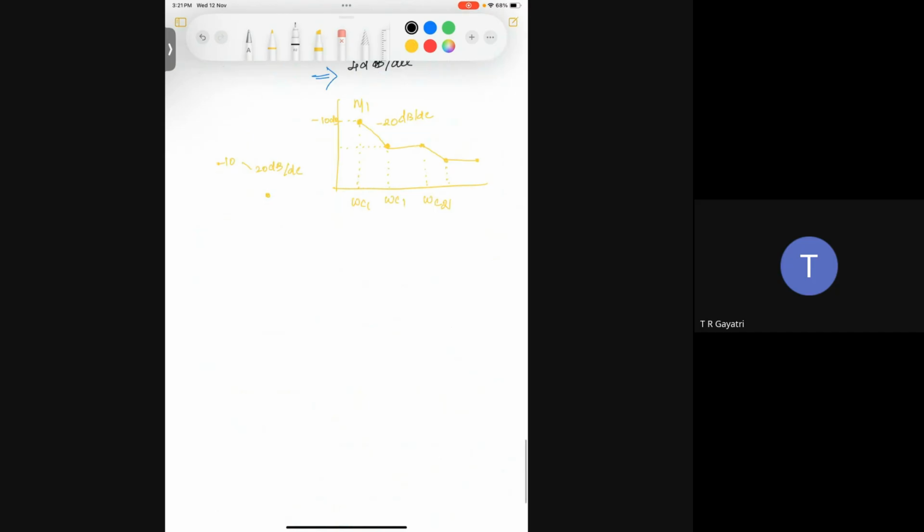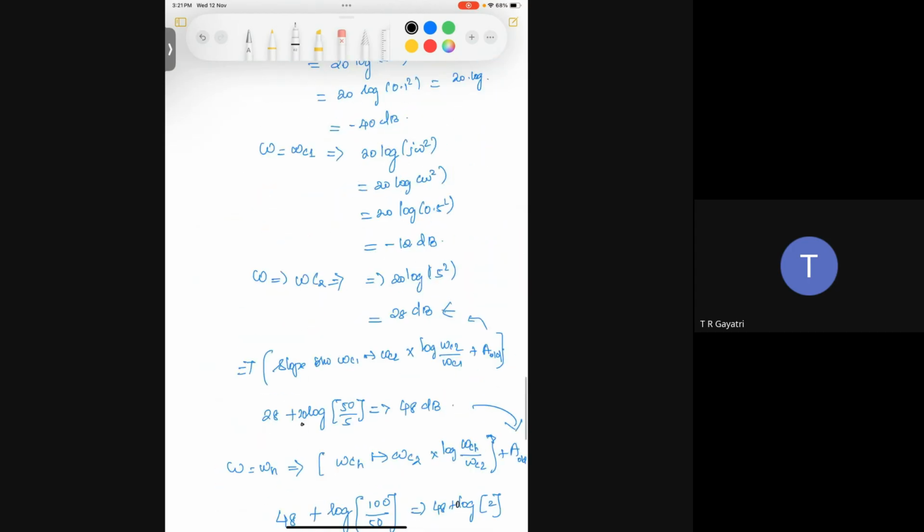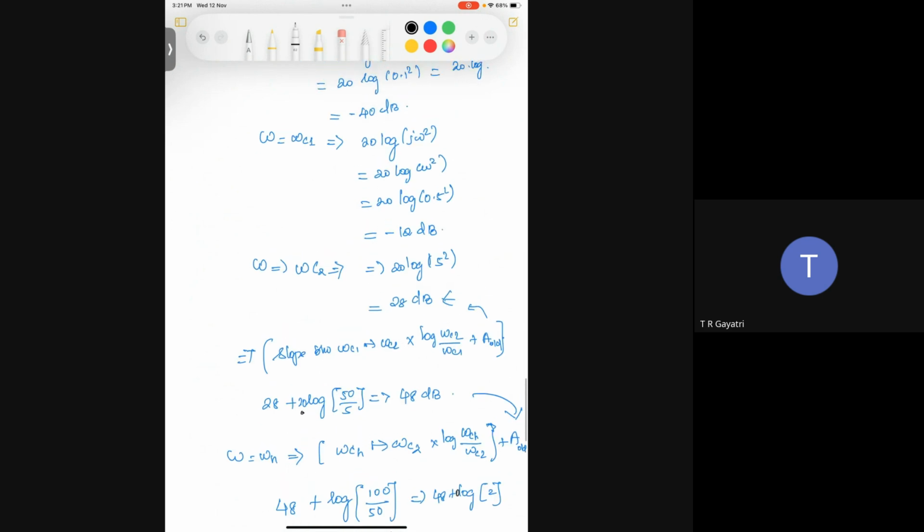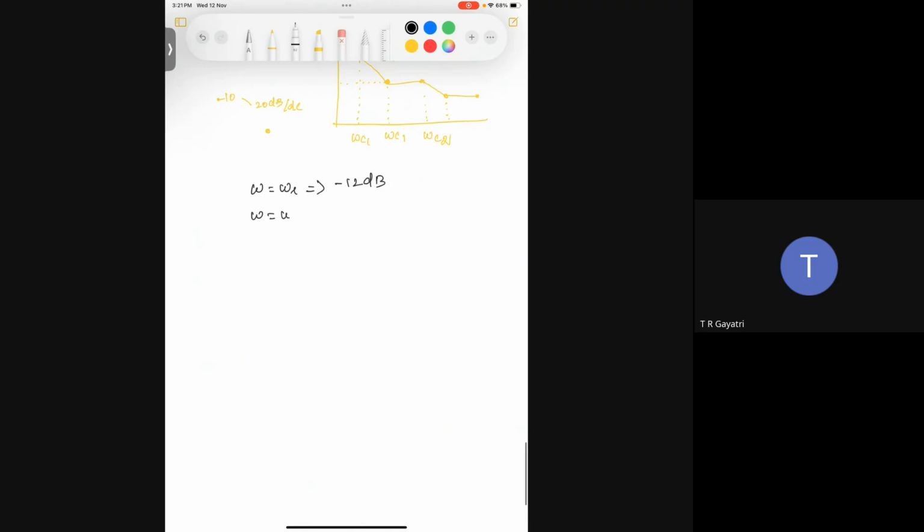Now what I have is at omega equal to omega L, my magnitude is minus 12 decibels here. And when omega equal to omega C1, it is 28 decibels. From omega C1 to omega C2, it has changed drastically to 48 decibels. From omega C2 to omega H, there is no change. It has stayed at 48 decibels itself.